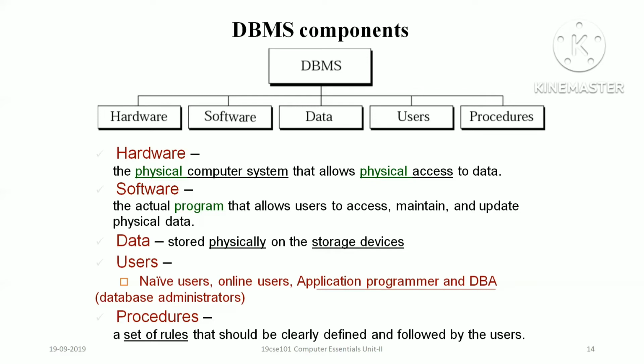Now let's talk about DBA. What is DBA? DBA means database administrator, and it is the final type of user. The DBA, the database administrator, manages all the data and controls all the users. DBA manages the database and controls all the users. Understood about DBA? Like a manager.